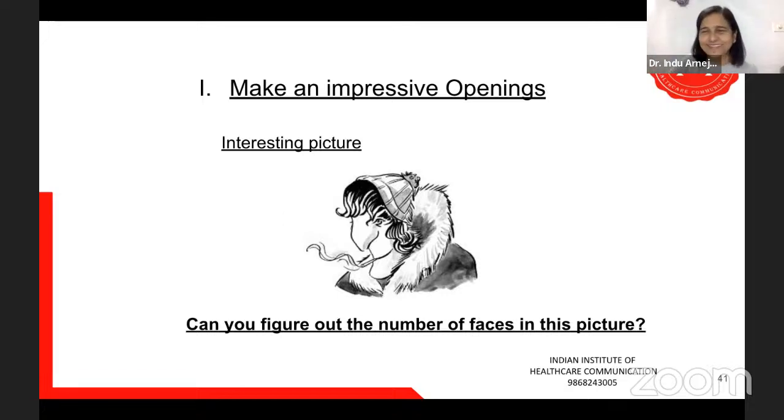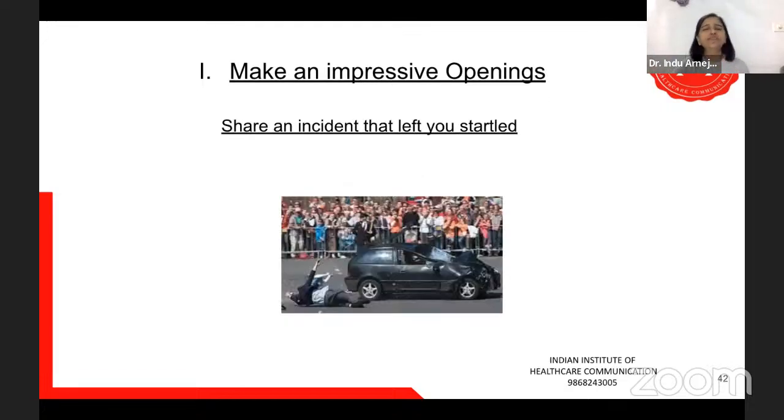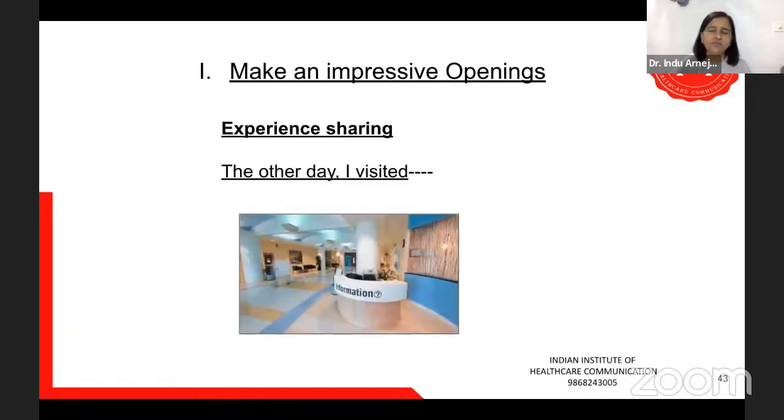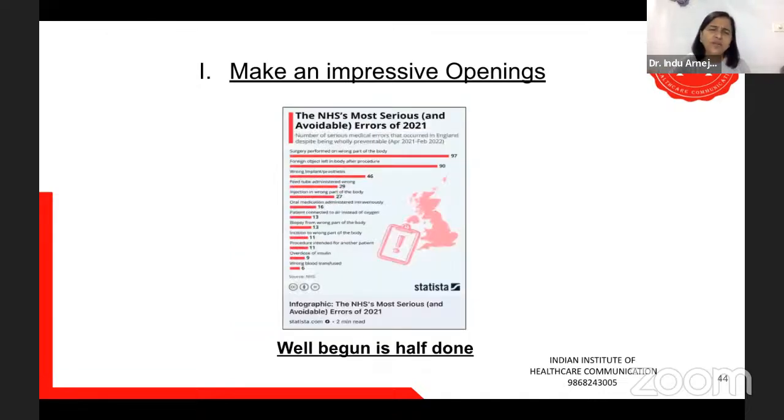And then you can take their attention to the actual topic. You could even share an incident that you saw and you were startled. Or you could share your experience of your visit to a place and what you saw and what exactly happened. Or you can give impressive statistics, like Dr. Menon was saying. If you share, for example, the latest one from NHS, that these many surgeries went wrong, or these foreign bodies were left in the body during the procedure, automatically people will become interested in listening or seeing whatever you are showing.